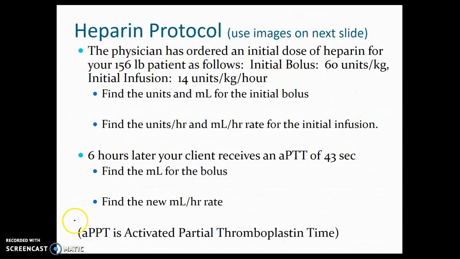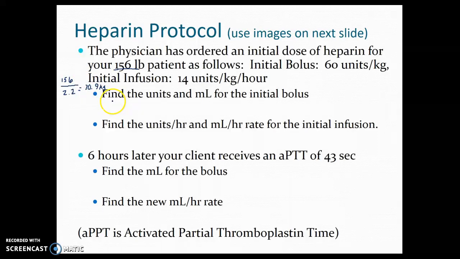So when I read through this problem, I noticed that the patient's weight is supposed to be in kilograms. So I'm going to take the patient's weight of 156 and convert that over to kilograms. So I'll take 156, divide it by 2.2 because I know there are 2.2 pounds to each kilogram, and my calculator gives me 70.9, and I'm rounding that to the nearest tenth because it's greater than 10 kilograms. So I'll use that throughout the problem.